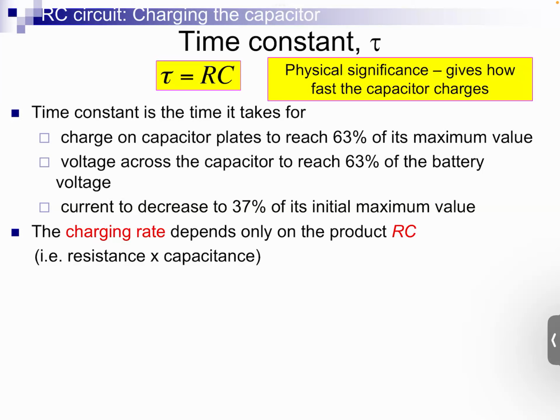Right. So more importantly, the physical significance of the time constant tells you how fast your capacitor charges up. And the fact that the time constant only depends on the resistance and the capacitance means that if you build an RC circuit for your timing electronics, for example, all you need to do is adjust the resistor and the capacitor values in order to achieve the charging rate that you need in your circuit.